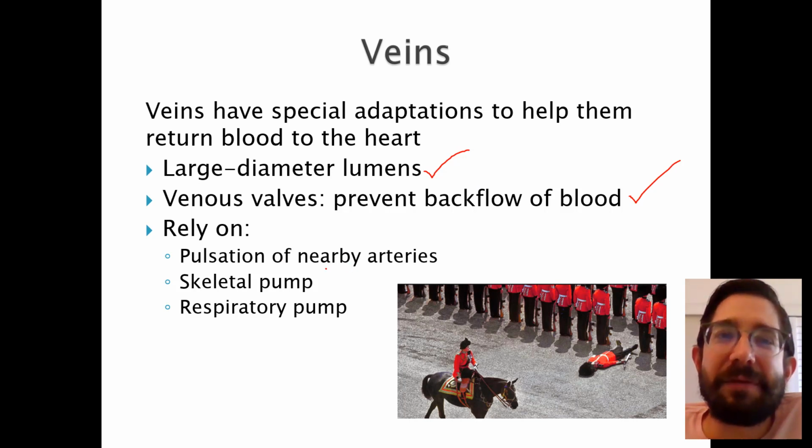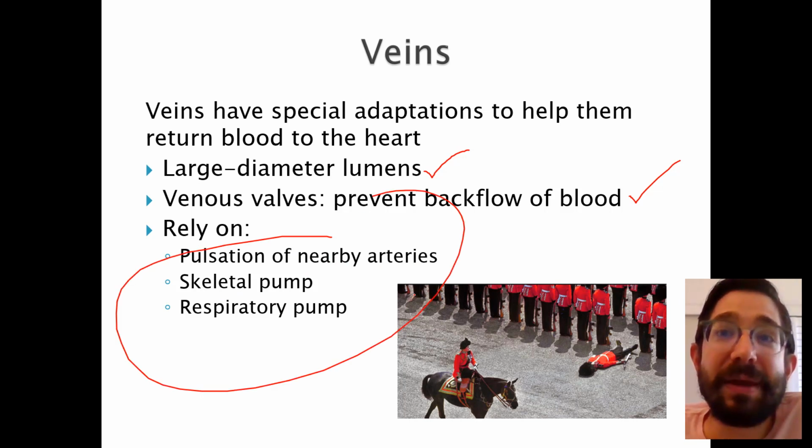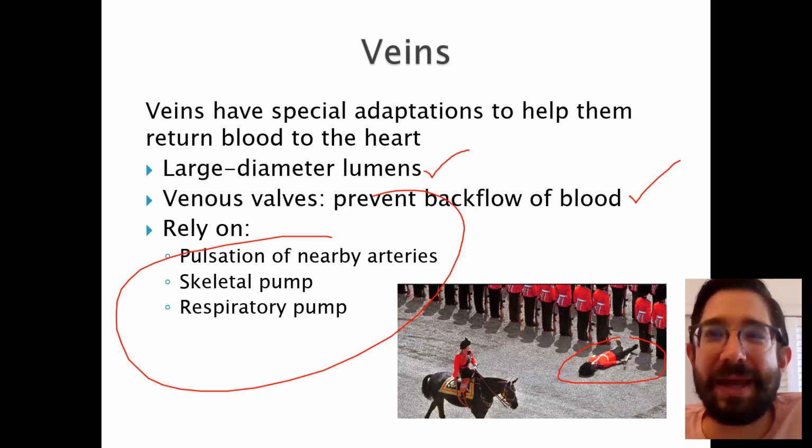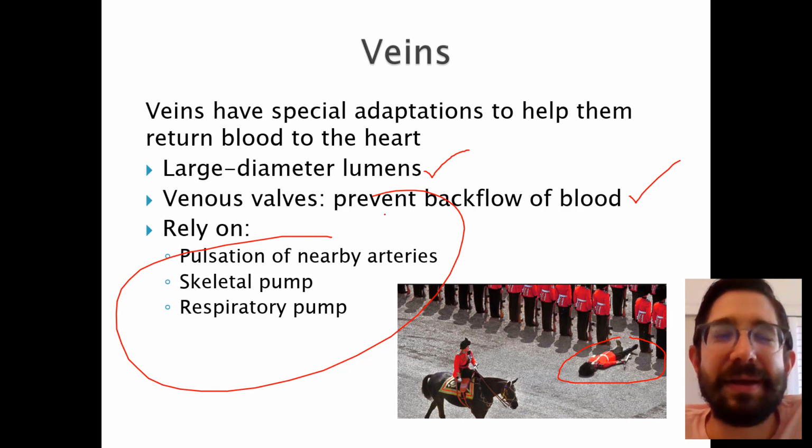And a few other things they rely on: pulsation of nearby arteries and these pumps. And these are what are going to make a big role in helping prevent you from collapsing if you are standing still for long times. One of the reasons you don't want to stand upright that long, especially with these locked legs, is you're not allowing these special adaptations to help the blood get back to your brain.